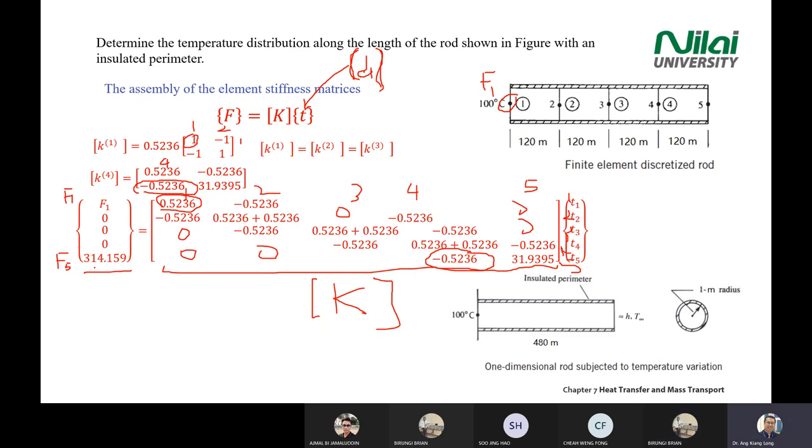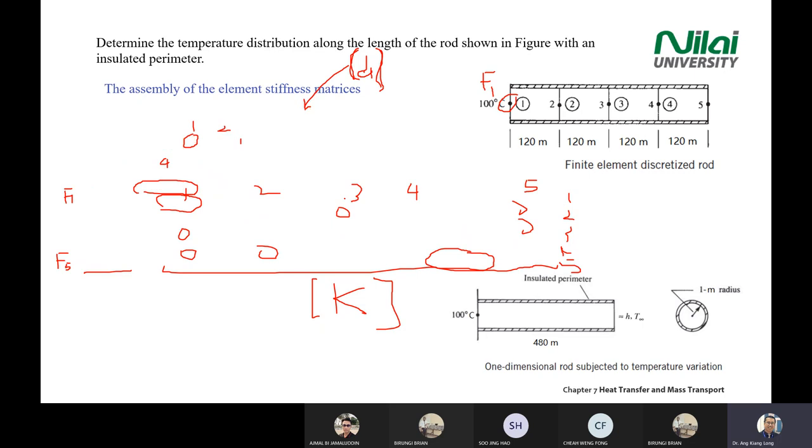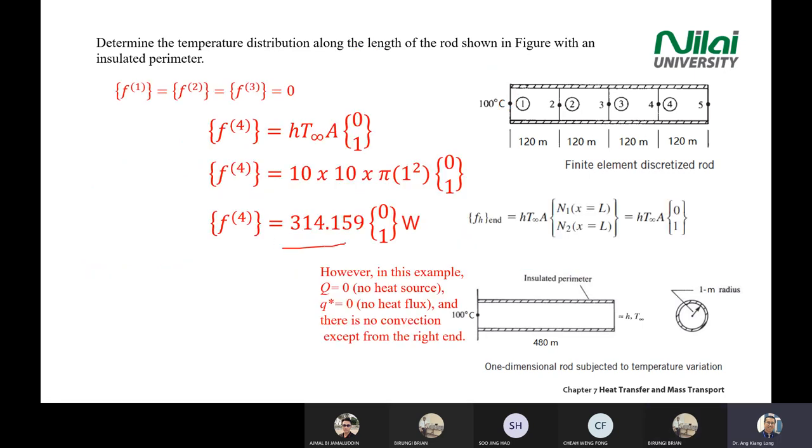Okay. So just now I explained why there's a value for F5 here. You already calculated 314.59 over here, this one. So this is force at number 4, force at number 5. Just now I explained about the matrix here, right? This 0 means point number 4. This one here means point number 5.